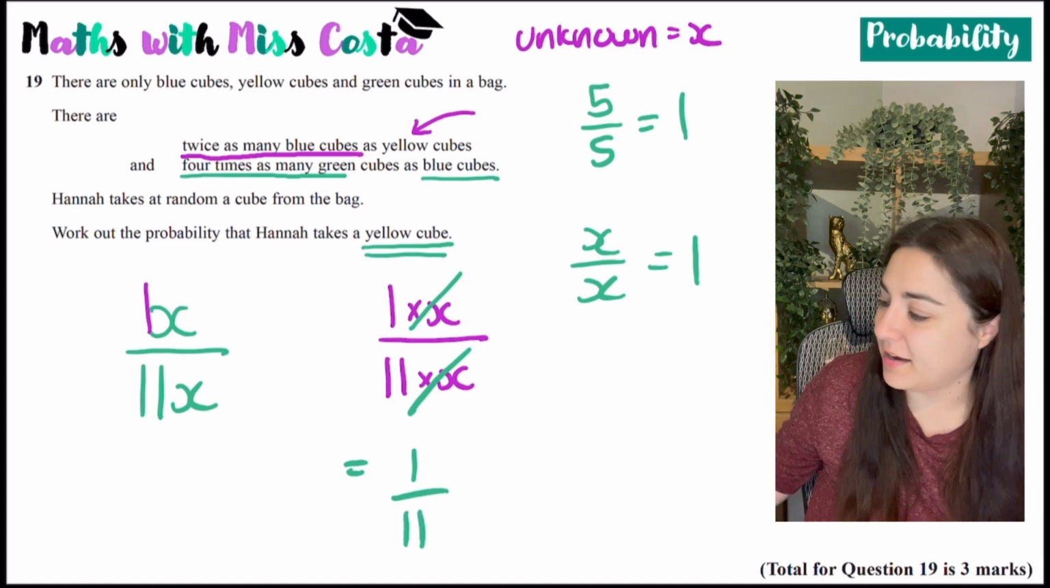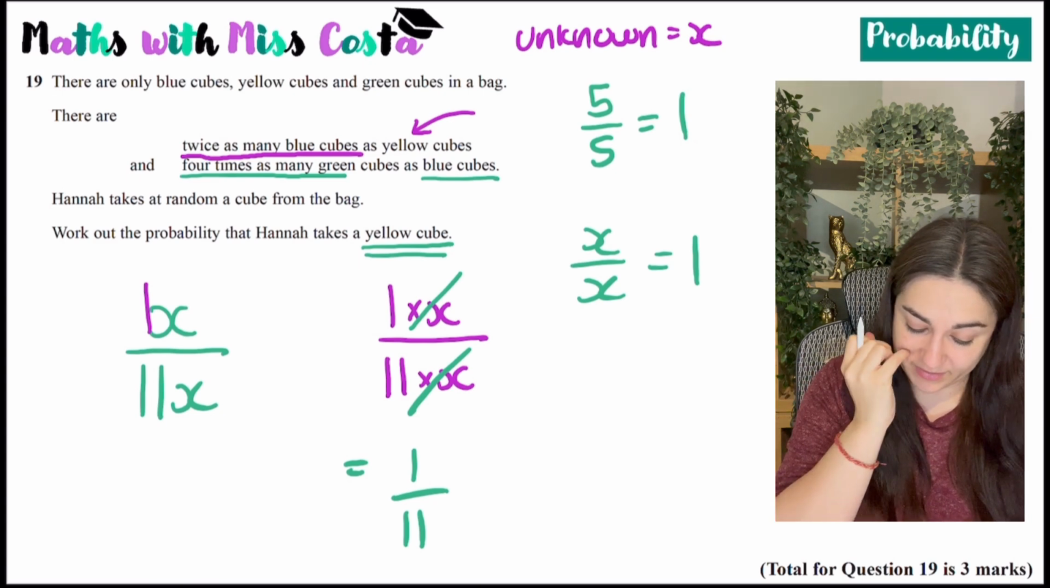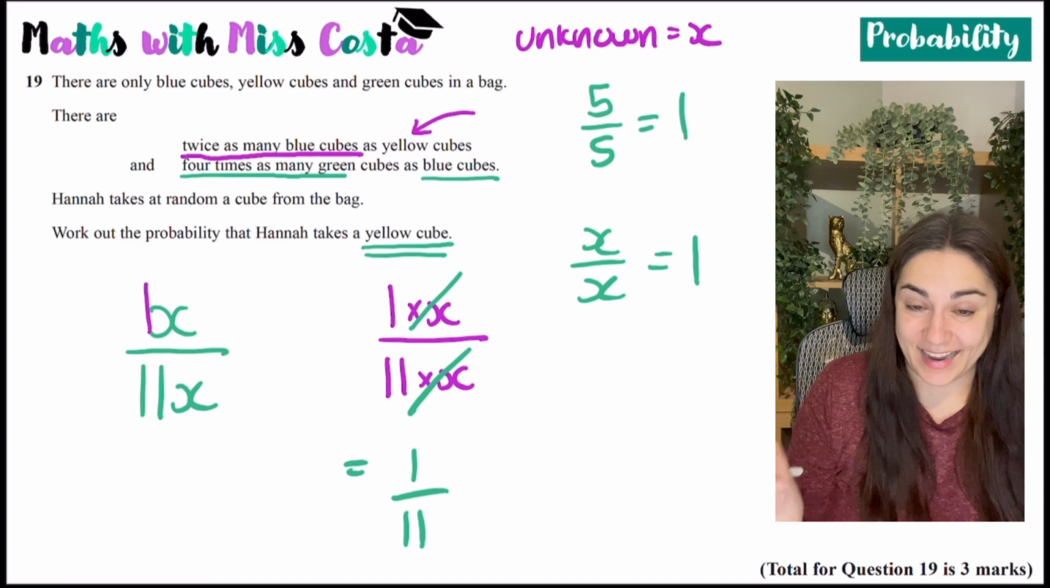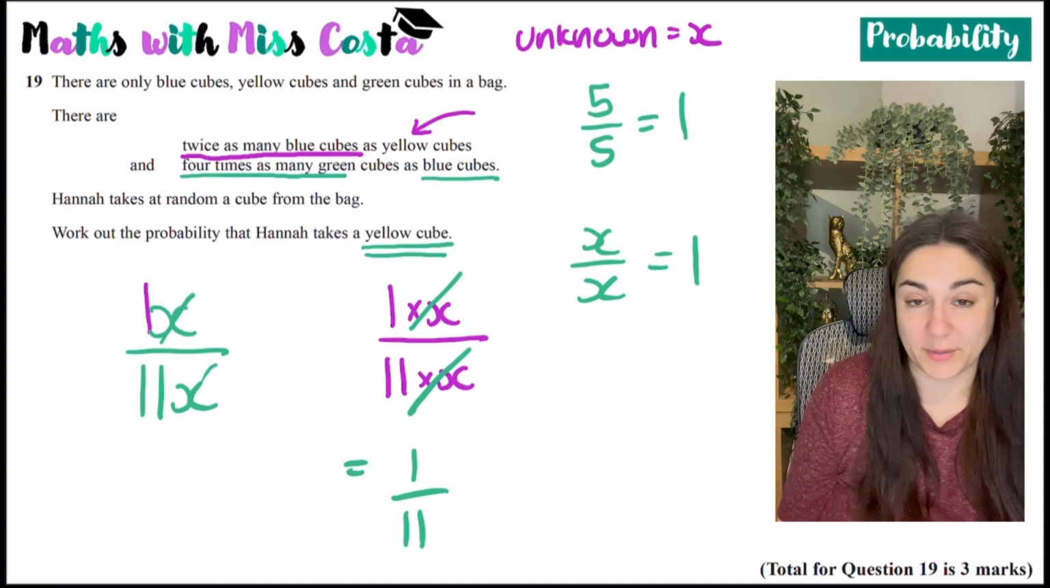I'm not sure, because I haven't looked at the mark scheme yet, but you might get it if you get x over 11x. If not, then it's 1 over 11. And the way to simplify it is just by realizing, okay, I've got x on the top and the bottom, so I can cancel them out.